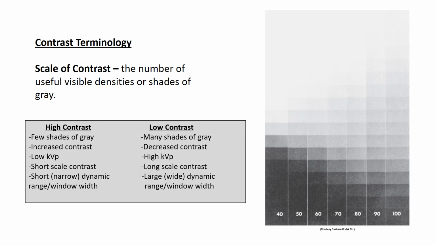Another thing with contrast that students often have trouble with is terminology itself. When we think about the term high contrast, what does that mean? Few shades of gray, which means if there's few shades of gray, what makes up a radiographic image? White, grays, black. So if there's few shades of gray, meaning you're going from white to black quickly, we say that that's high contrast or increased contrast. As we see on the step wedges over on the right, you get the higher contrast with low kVp.